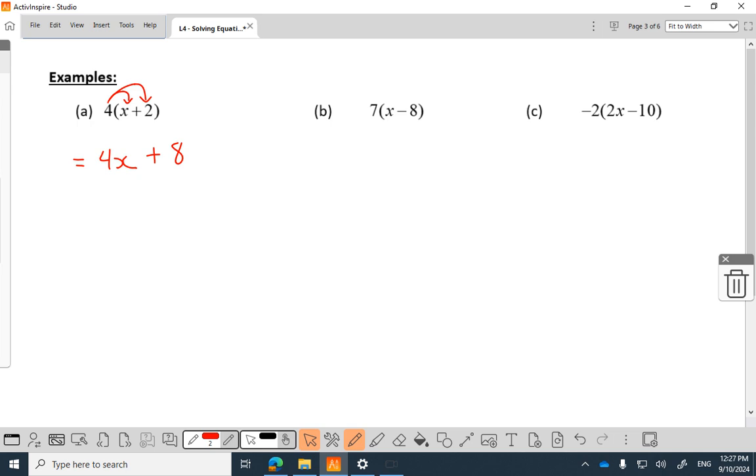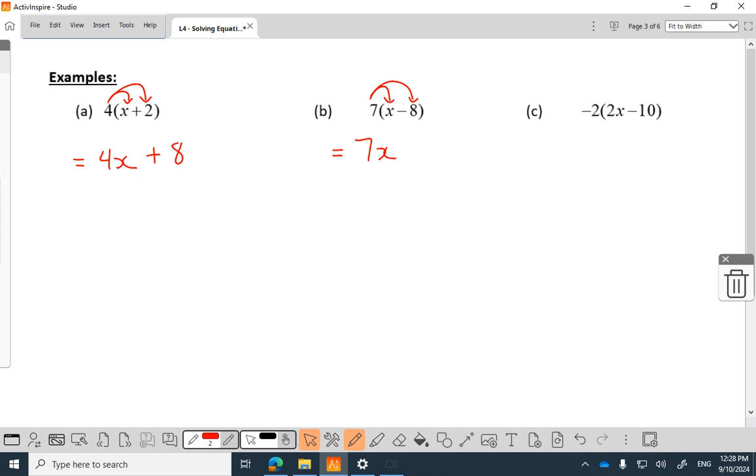So if you got that, like, okay, brackets, I multiply each one. This one, draw the arrows. 7 times x and 7 times the negative 8. When you're multiplying by a variable, there's nothing to do. 7 times x is just 7x. But 7 times negative 8, you might need some help.